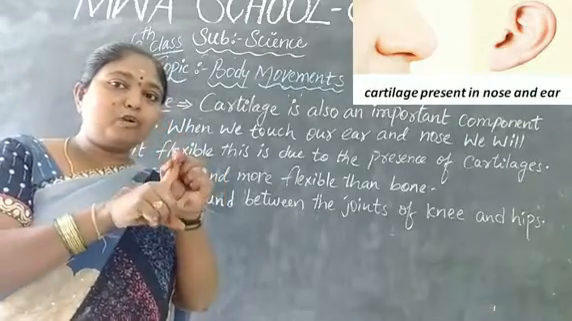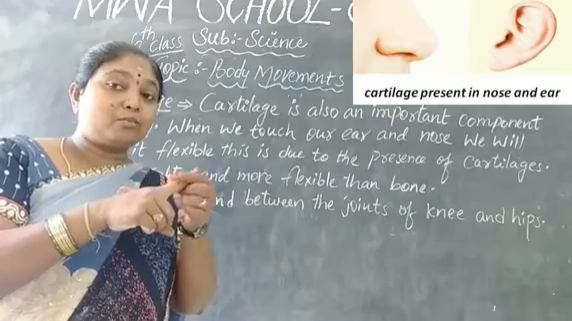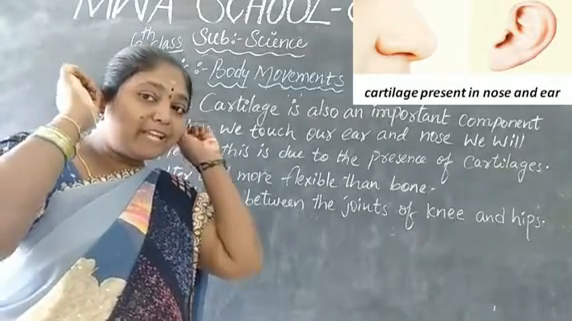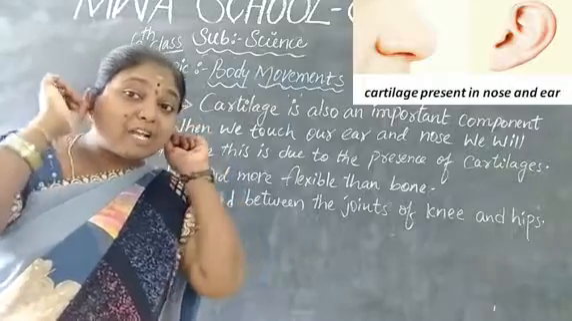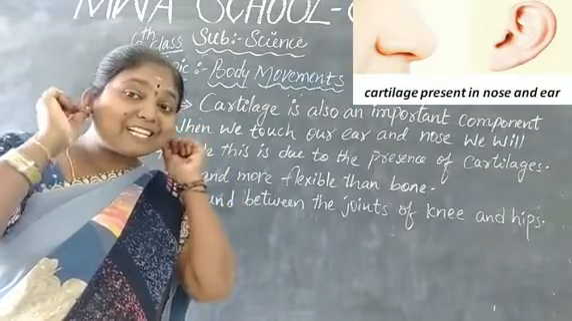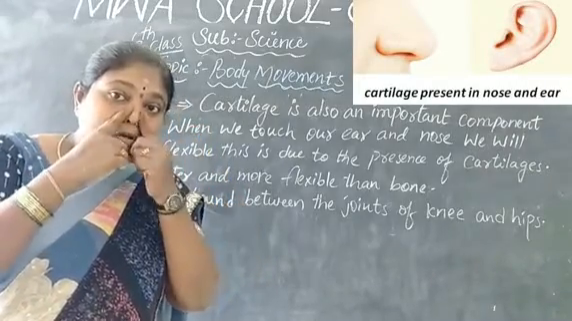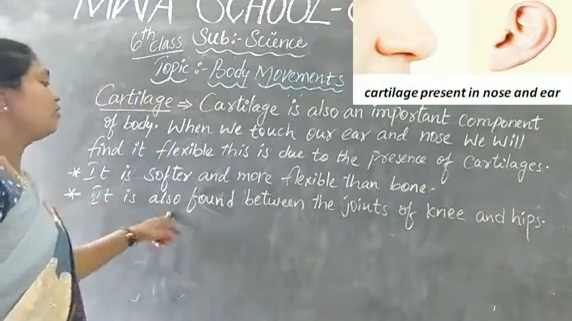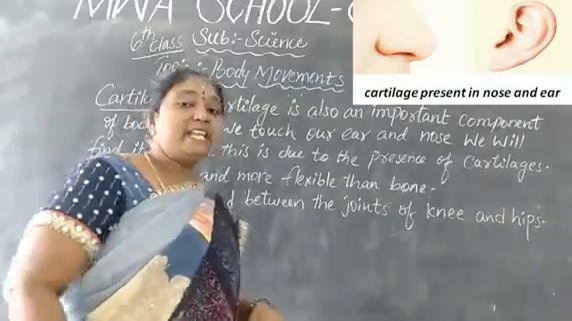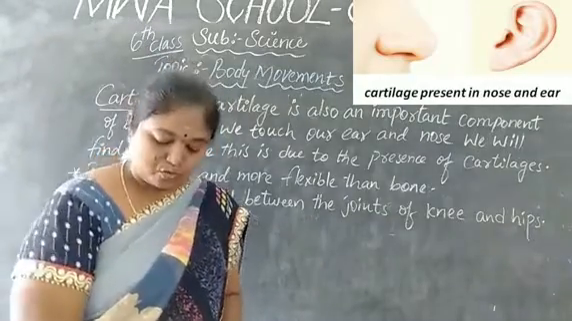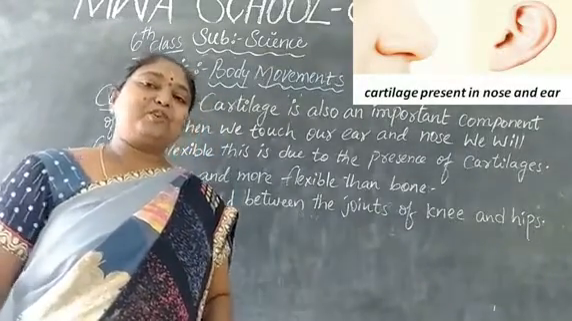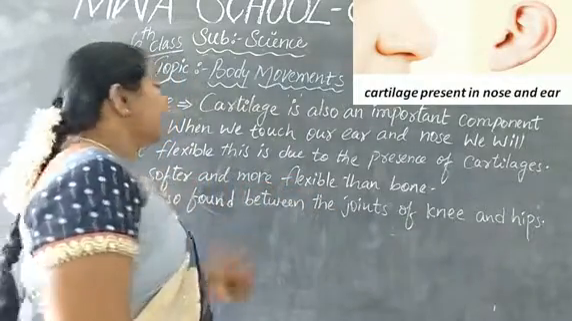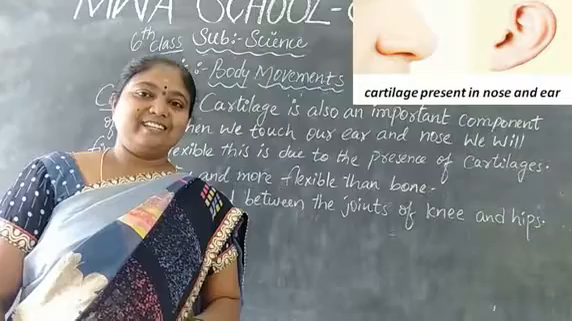Can you move your bone like this? No, it will be very strong. But these bones are very soft and flexible. However you want, you can rotate it like this, we can do it. And this one also, we can do it. Then it is also found between the joints of the knee and the hips. So in our knees and hips also, we can see these bones. What are those bones called? The cartilage.